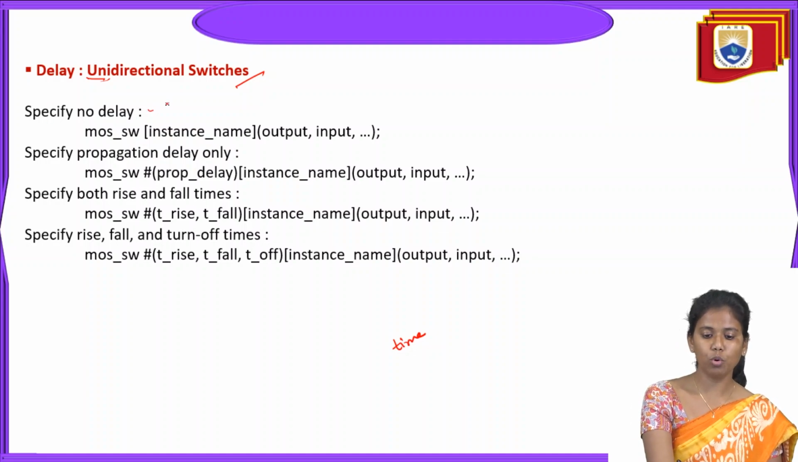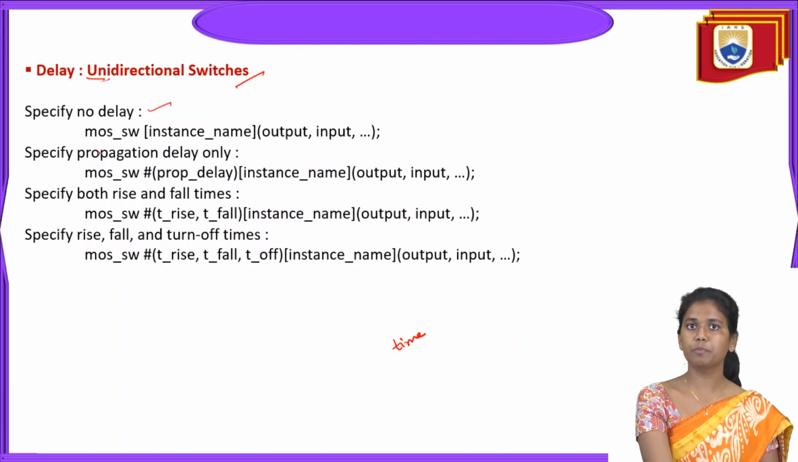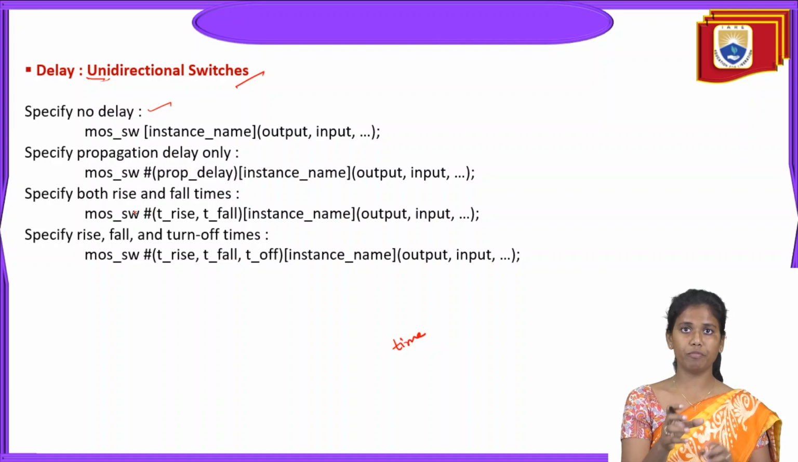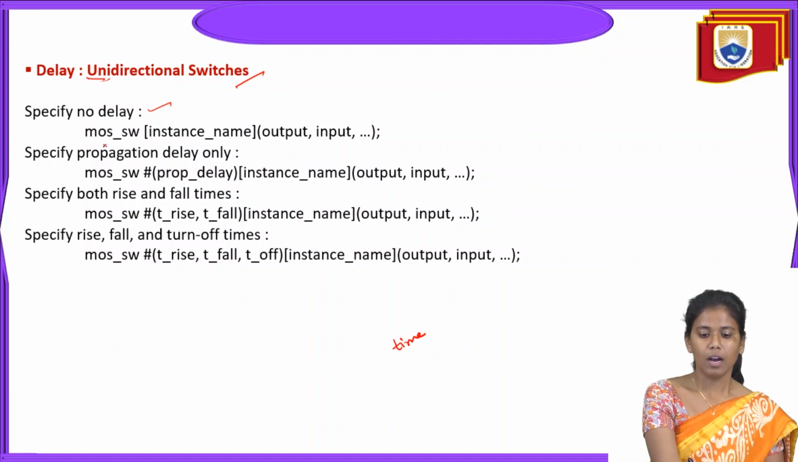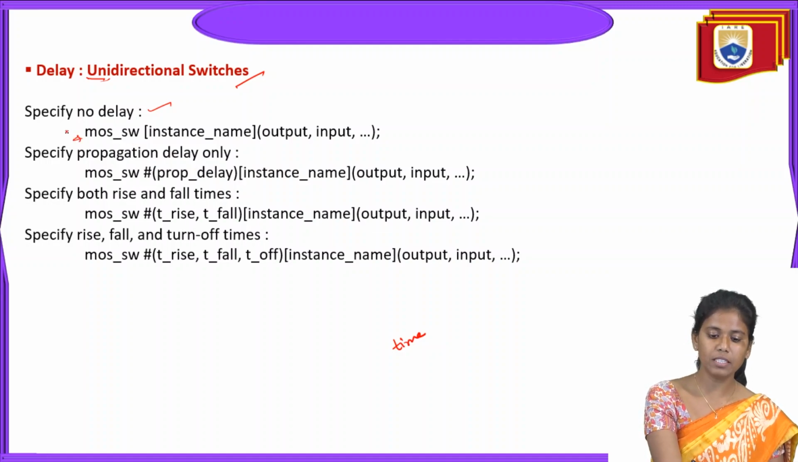Now, the first one is specify no delay. In specify no delay, we can write the instantiation of a particular switch. It is a MOS switch that we are considering. Name of the switch: MOS. MOS is nothing but a keyword.